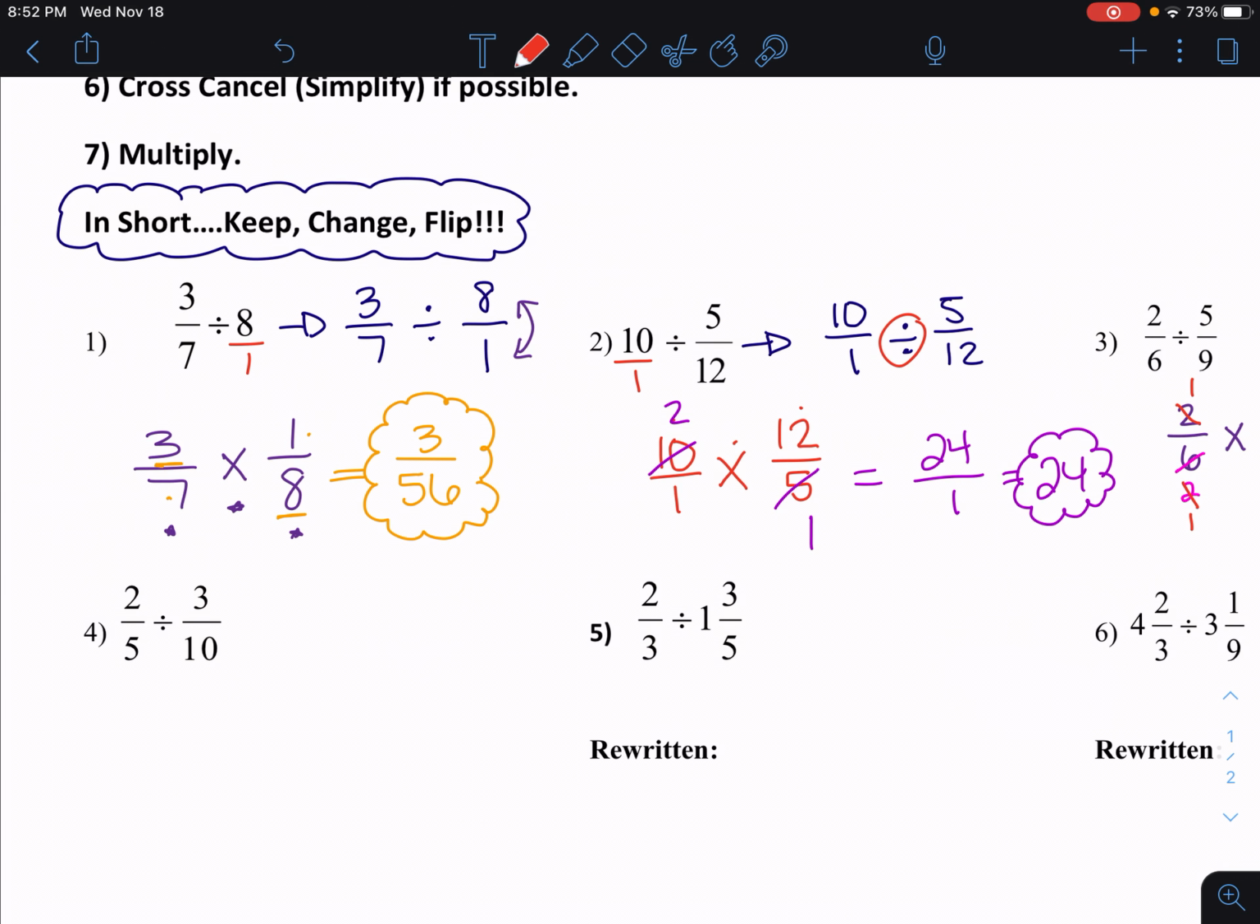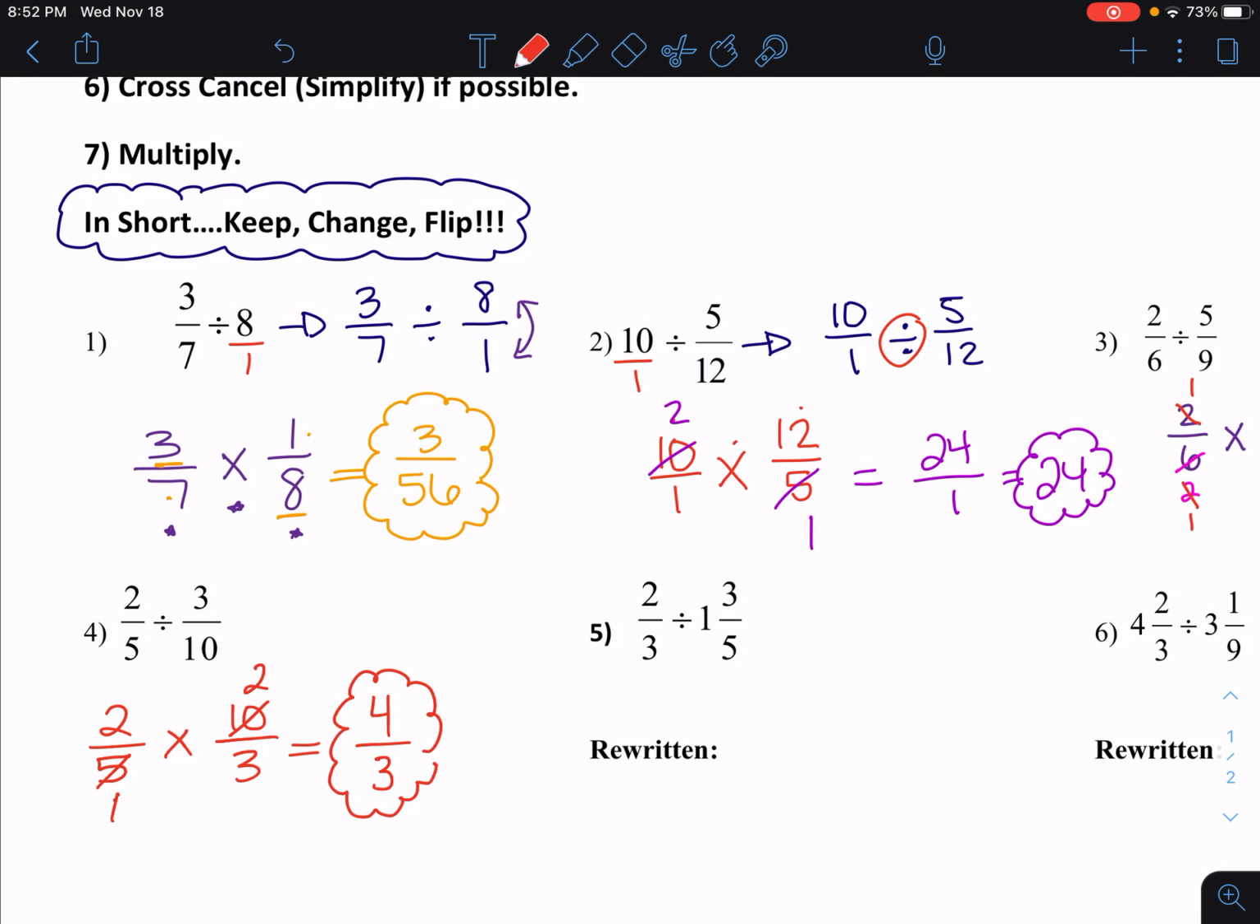Number 4 is the same thing. So I'm going to keep 2 over 5. I'm going to change it to multiplication. And I'm going to flip the second fraction. 5 and 10 are the ones that have something in common. 5 divided by 5 is 1, and 10 divided by 5 is 2. Nothing else can be simplified, so 2 times 2 is 4, and 3 times 1 is 3.